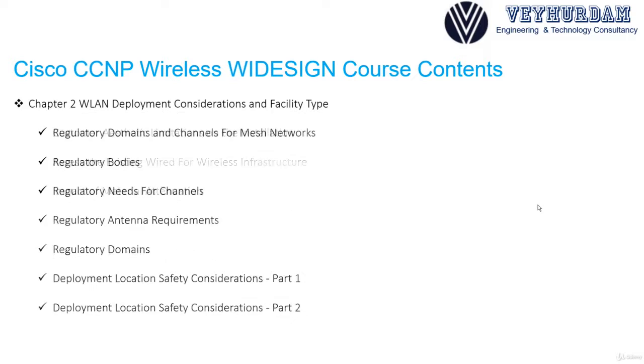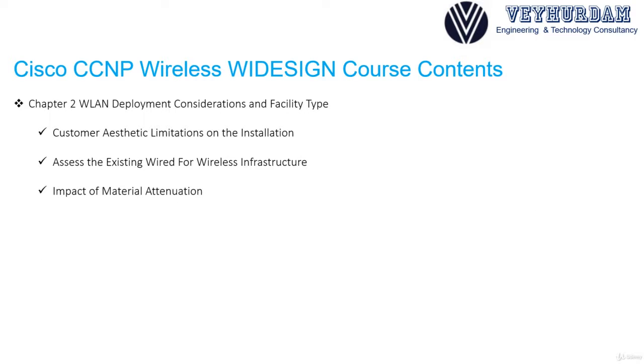Next up, we will think about the aesthetic limitations, why we have them, how can we solve them. This will be our prioritization for this video. Then of course we will understand the need for assessing the existing wired infrastructure for the wireless infrastructure. We will also understand the impact of material attenuation and do a great example on our Ekahau site survey.